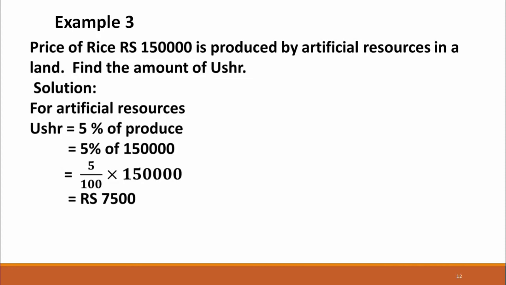So the Ushr rate is 5%, and we take 5% of the total 1,50,000. The amount of Ushr is 5% of 1,50,000, meaning 5 divided by 100 multiplied by 1,50,000. After simplification, we obtain 7,500 rupees as the amount of Ushr when the land produces 1,50,000 rupees of products and is irrigated by artificial resources.